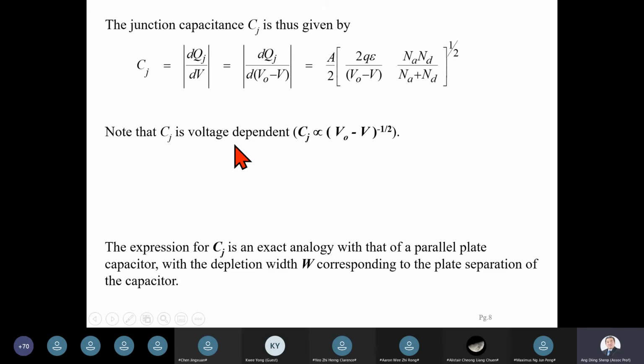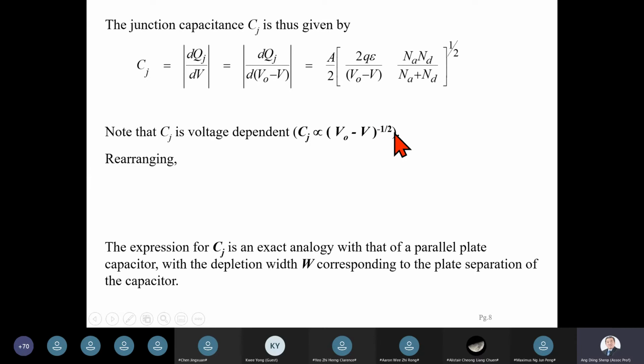Notice that Cj is voltage dependent. This is a very big difference compared to the simple parallel plate capacitor, which is constant irrespective of the voltage applied across the two plates. On the other hand, the junction capacitance is voltage dependent. I will come to this point later on, why that is the case. Since the rest of the terms are constant, for example the cross-sectional area A, the permittivity, the charge Q, the doping terms are usually fixed, we can say that Cj is proportional to the inverse of the square root of V0 minus V.